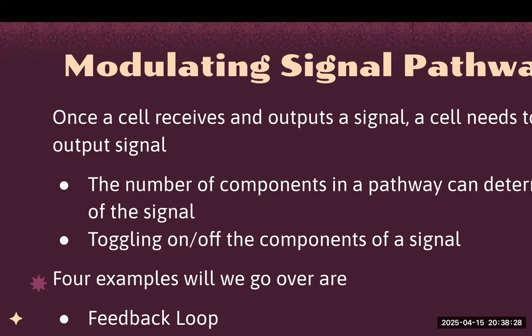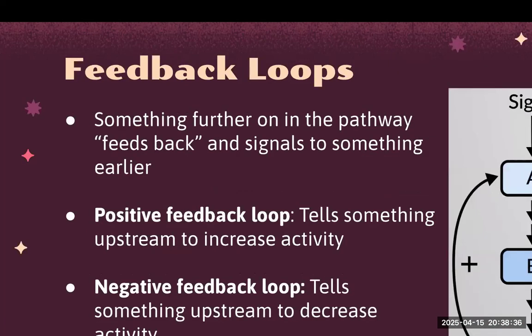And so here are the examples that we're going to go over. We're going to go over feedback loop, ubiquitin mediated proteolysis, and receptor mediated endocytosis. We're going to get to each of them. Feedback loops. Feedback loops, listen to me for a second. All it means is that something downstream, something later is affecting something earlier. That's all it is. That's what a feedback loop is.